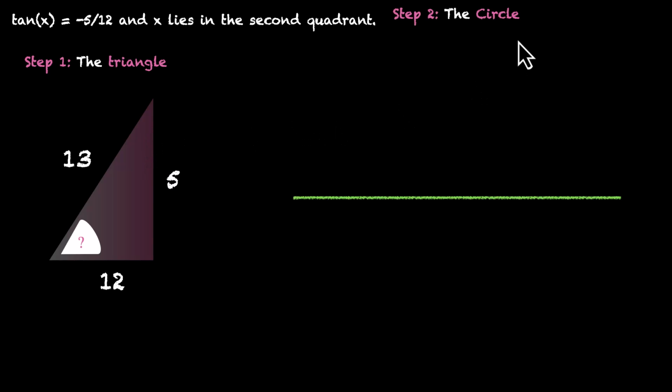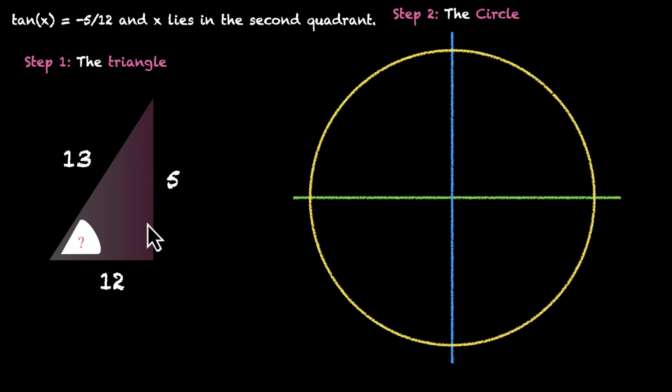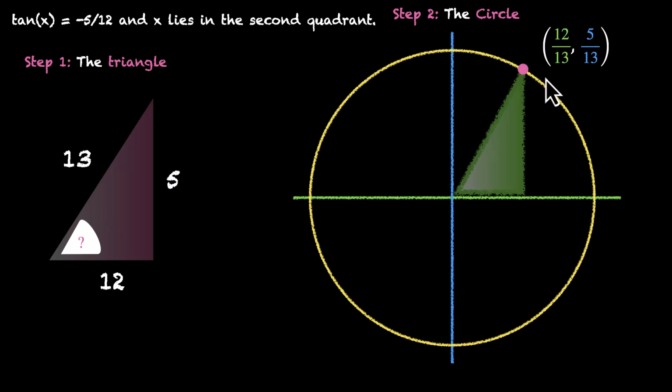Now on to step 2, the unit circle. Let's plot our basic triangle on it. This is our basic triangle. What are the coordinates for this point? Remember that we're talking about the unit circle. The hypotenuse is 1, not 13. This radius is 1, so we'll have to scale this down. This side will be 12 by 13, this will be 5 by 13, this will be 13 by 13, that's 1. So the coordinates will be 12 by 13, 5 by 13.